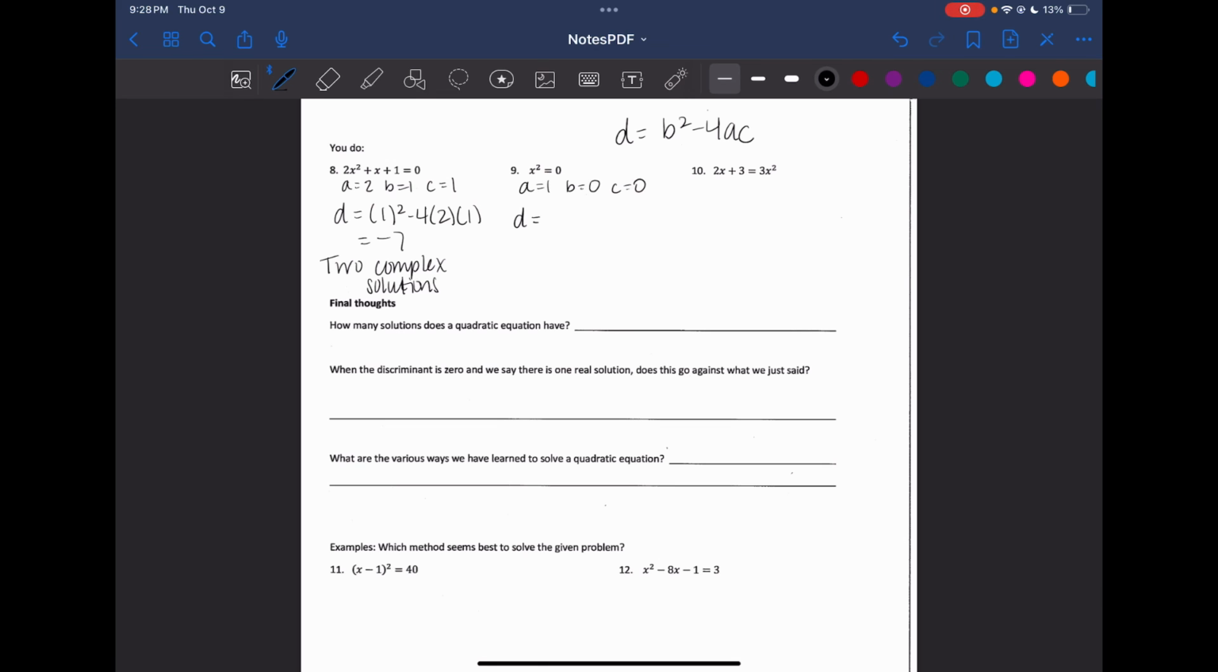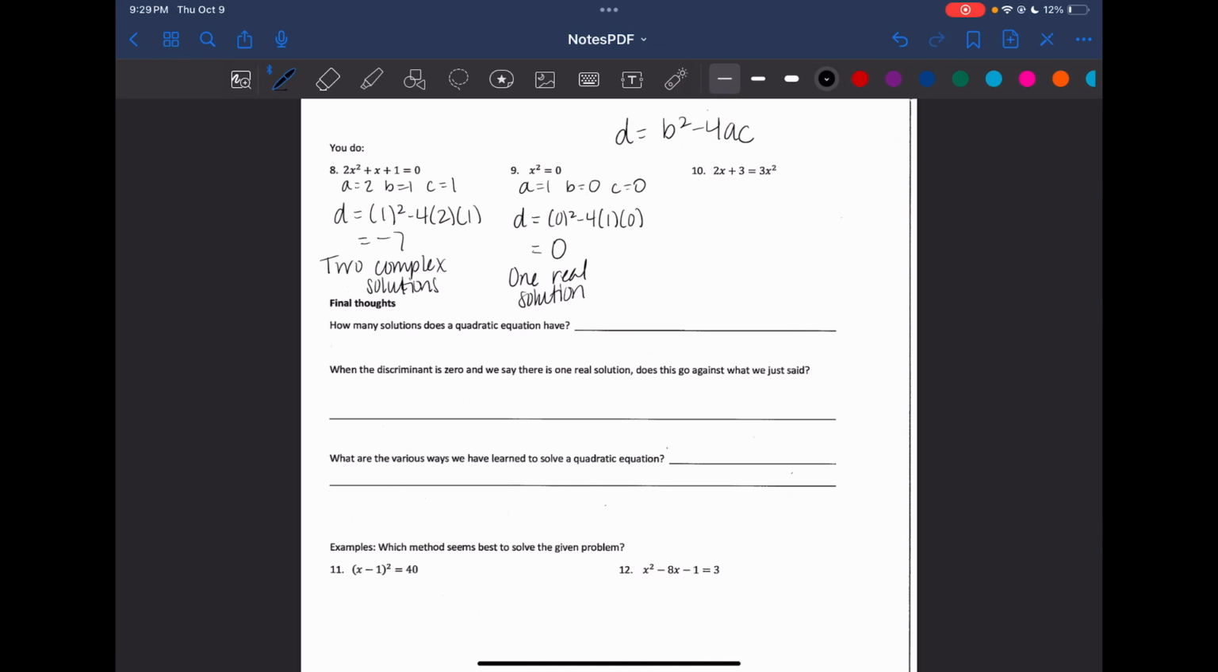You get D is equal to b squared, which is 0 squared, minus 4 times 1 times 0. And if you simplify that, you'll simply just get 0. So from yesterday, we learned that if it equals 0, there is one real solution. One last one.